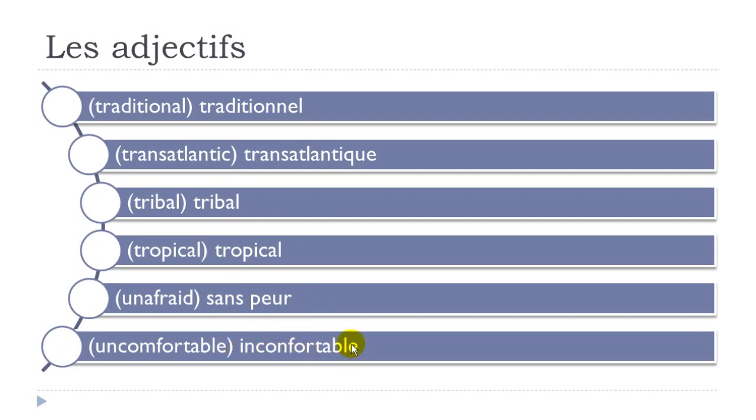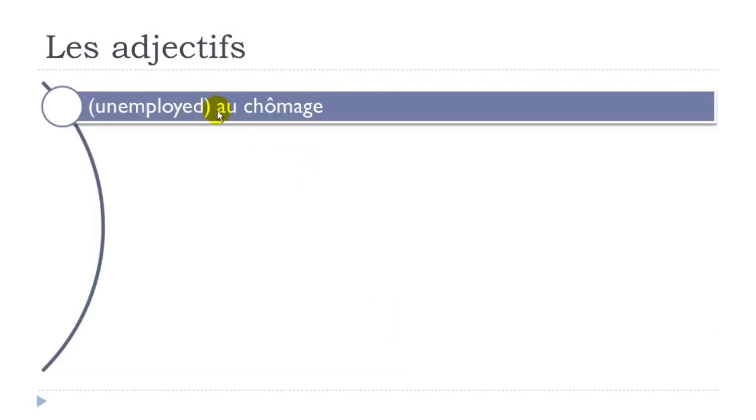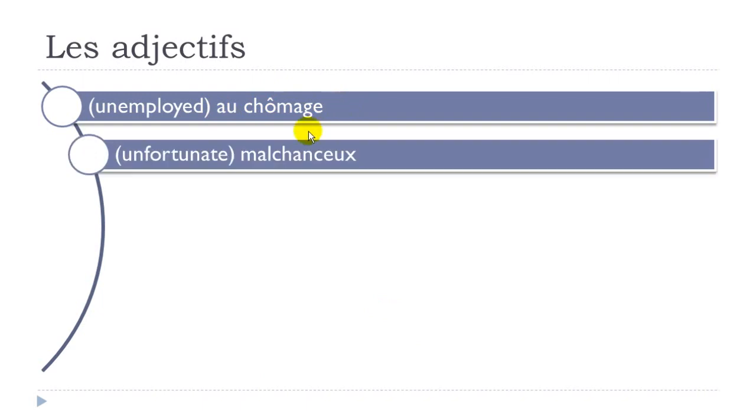Inconfortable. Okay, don't pronounce final E. Table. Inconfortable. Au chômage. Remember, CH together. Ch. Chômage. Au chômage. Malchanceux. Final X not pronounced. C-E-U, ce. Malchanceux.